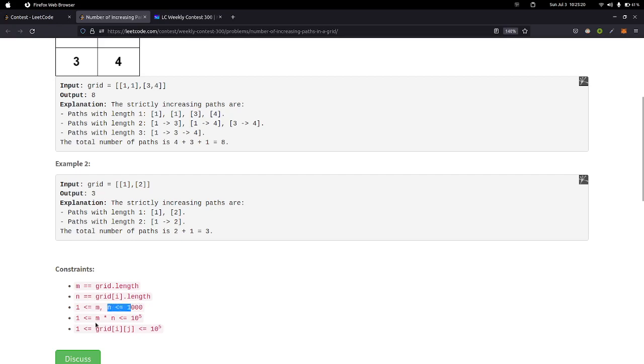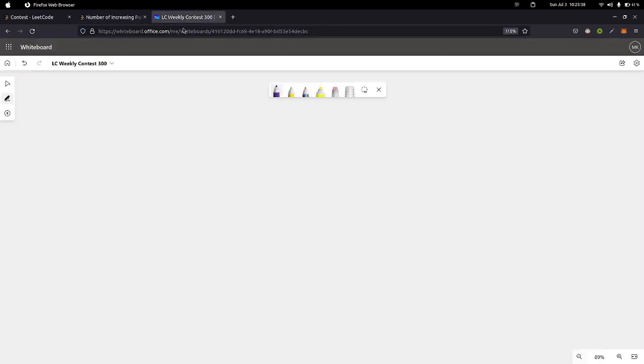There are about 1000, and m cross n won't cross 10 power 5, and each value can be, so this doesn't matter. This is just for comparing the values, so we won't be adding anything here. And from the constraint it's obvious that the expected time complexity is order of n square, which means our dp function will have 2 state variables, right? In this case it will be dp of i comma j, where dp of i comma j represents, so let's just straight away jump into a DP solution.